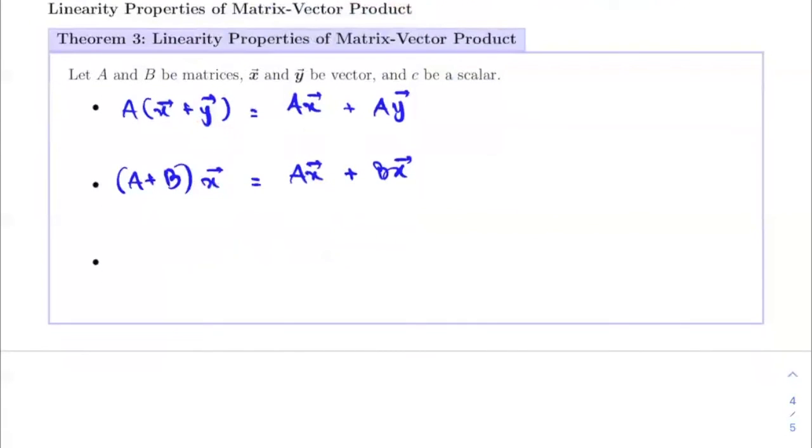The last one is the scalar multiple. So if A is acting on a scaled version of the column vector x, then what you can do is do the matrix vector product first and then do the scaling, because the matrix vector product will give you a vector, and you can scale the resulting vector.